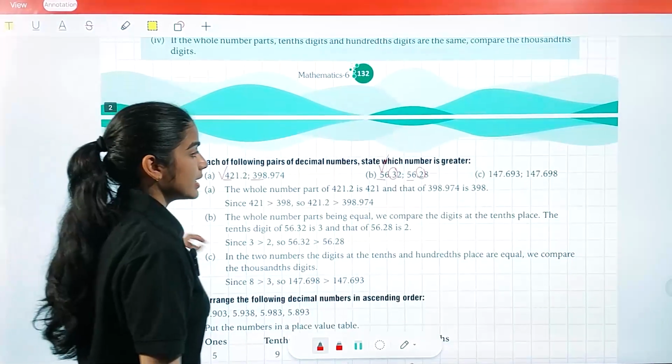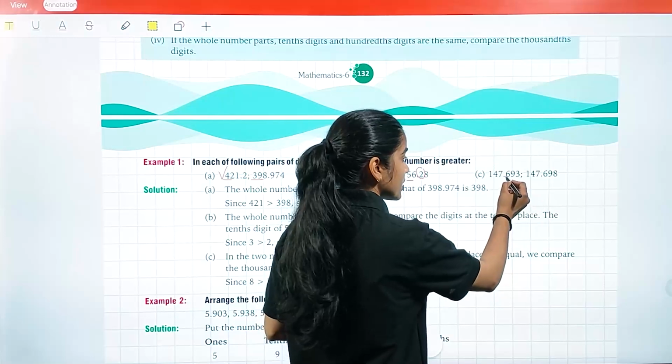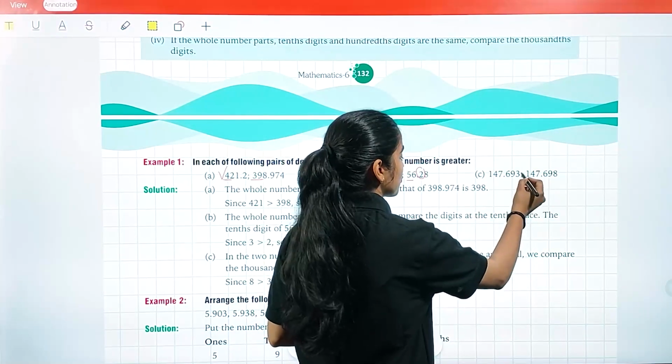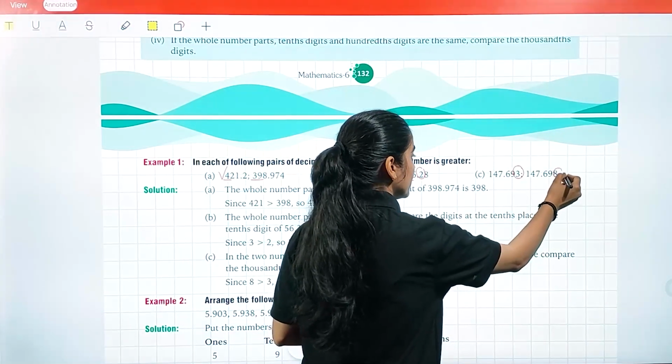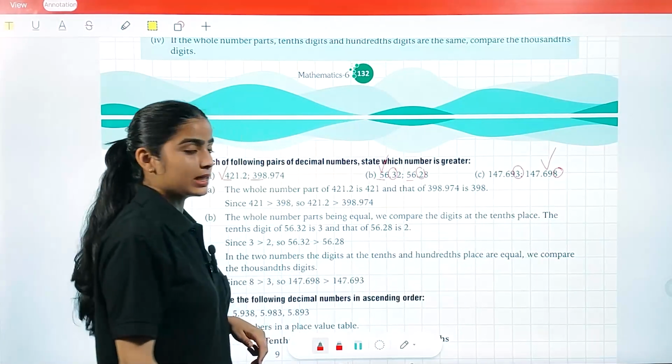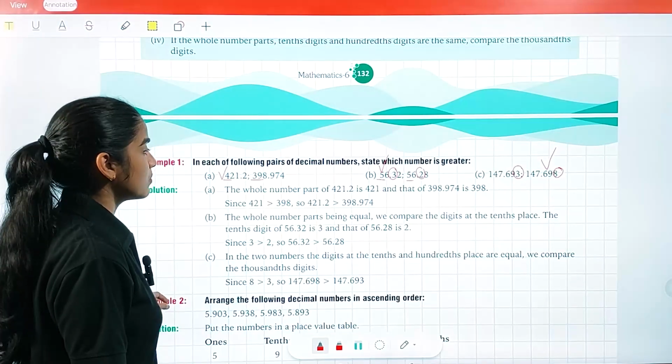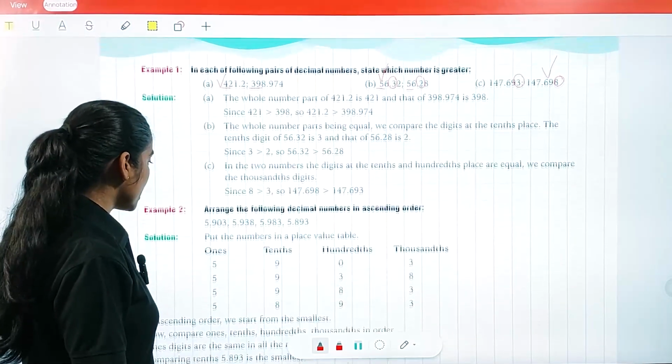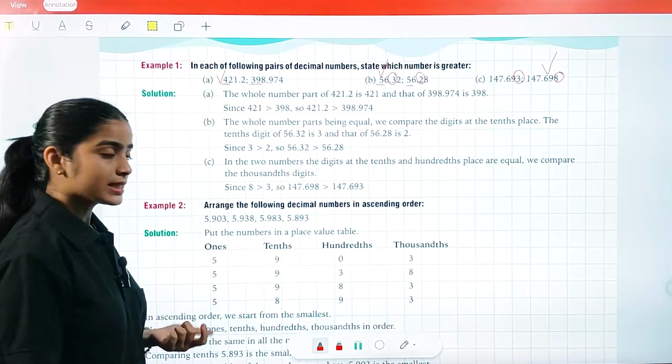Okay students. Next, 147, 147 same. 6, 6 same. 9, 9 same. So then we have to shift to the last number, 3 and 8. Which one is greater? 8. So we consider 147.698 is greater than 147.693.